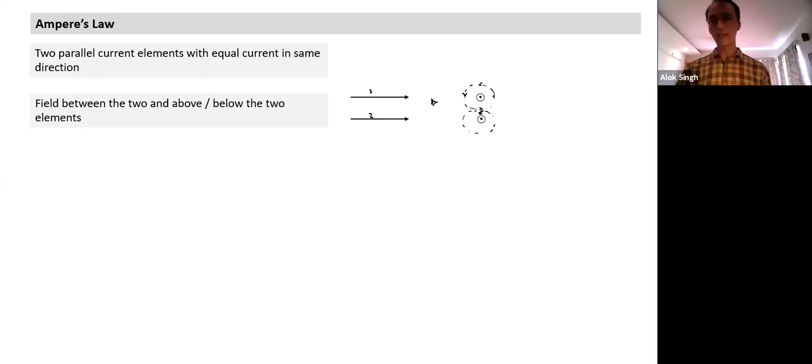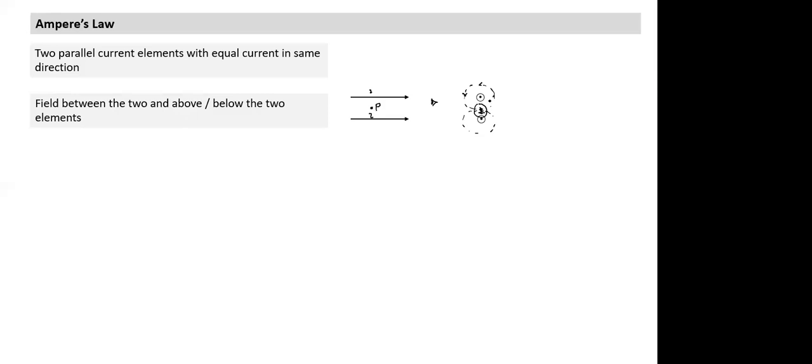So what is happening in this case? In this region, what is happening? What will happen to the field in between the two elements? If I take the field at this point, somewhere in the middle of the two wires, what will the field be here? Zero. They will cancel out.